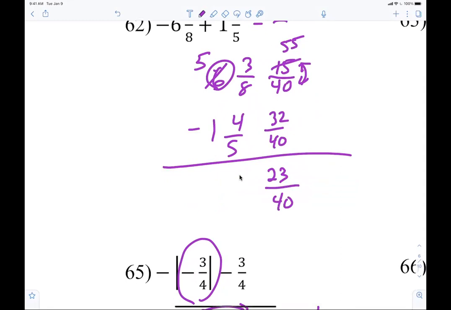5 minus 1 is 4. We already said the answer was negative. If you understand that, then you're pretty good with fractions. If you don't, you got to review.